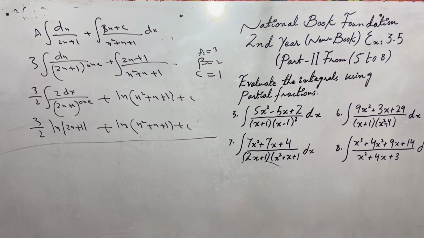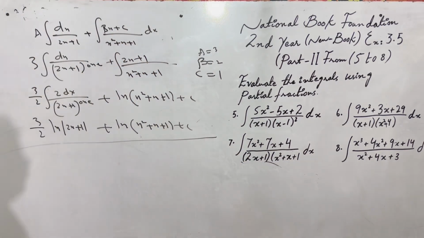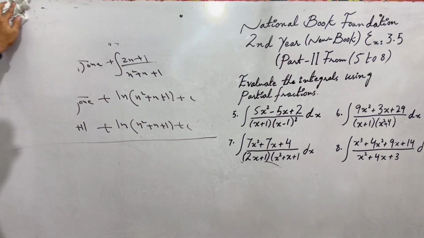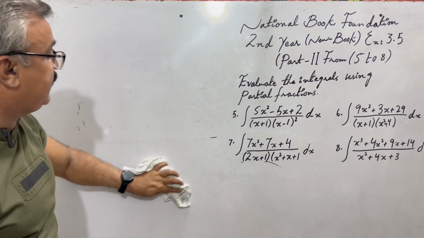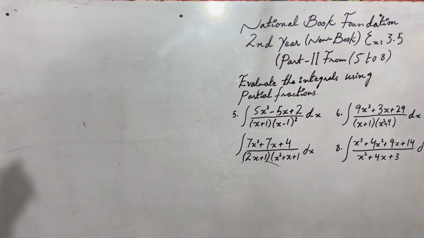Finally, if you look at this question, our story further expands. x cube divided by x square: the degree of numerator is greater than denominator. It is a case of synthetic division. First, apply synthetic division to make the degree of the numerator lesser than the denominator. Then you are in a position to apply partial fractions. Mark my words. If the degrees of numerator and denominator are the same, apply synthetic division. If the degree of numerator is greater than denominator, still synthetic division.